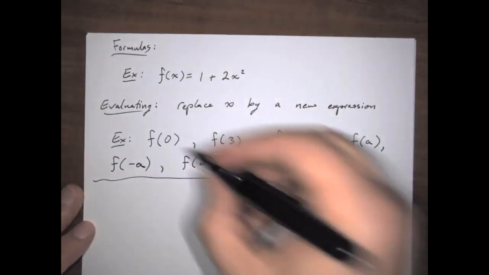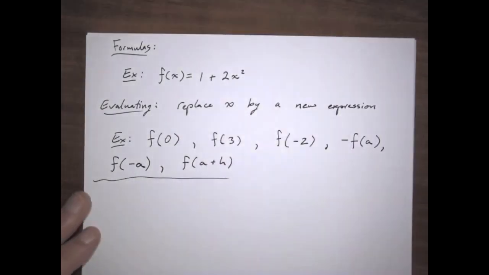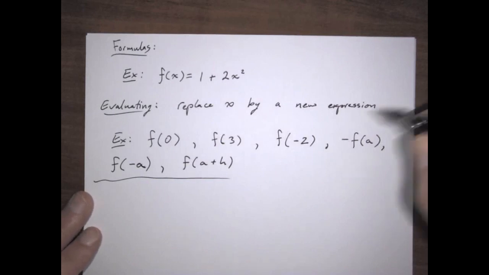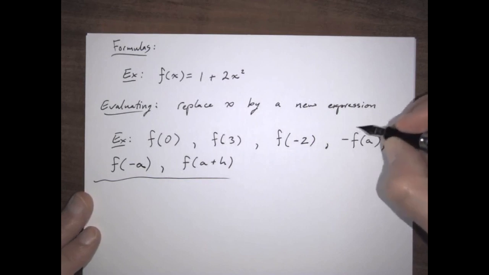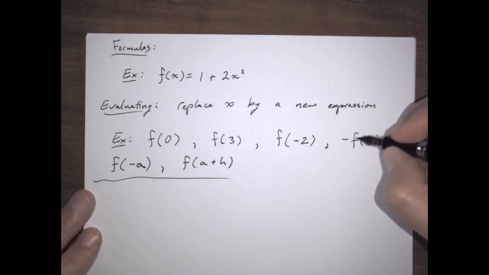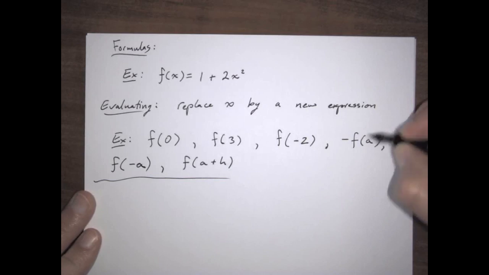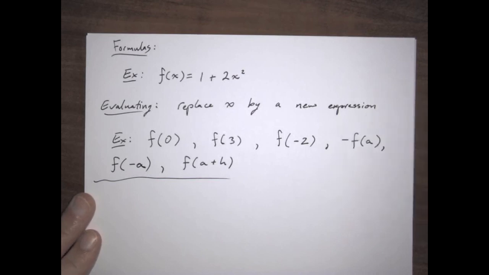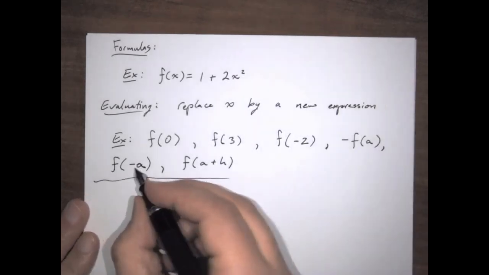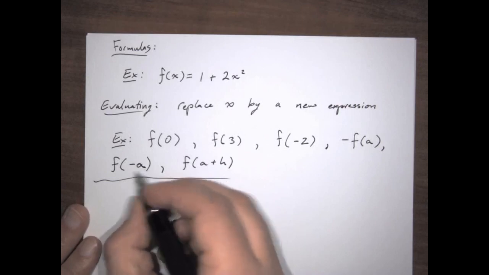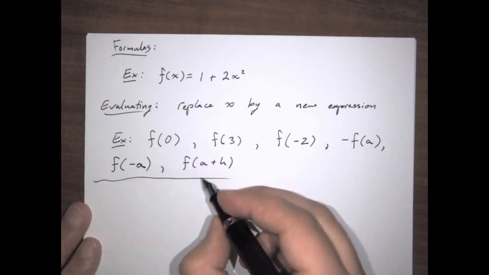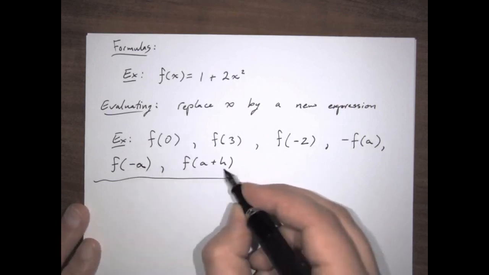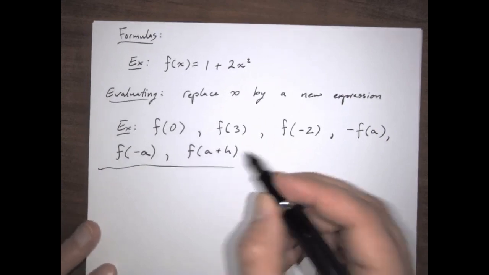So the first few of these just involve putting in specific numbers for the x. The next ones involve doing something a little different, which is to modify the formula in some way. So this one is saying, put an a in for x and make the whole formula the opposite of what it used to be. Put a negative in front of the whole thing. This one is saying, where there used to be an x, put a negative a. And this one is saying, everywhere there used to be an x, now shall be an a plus h.